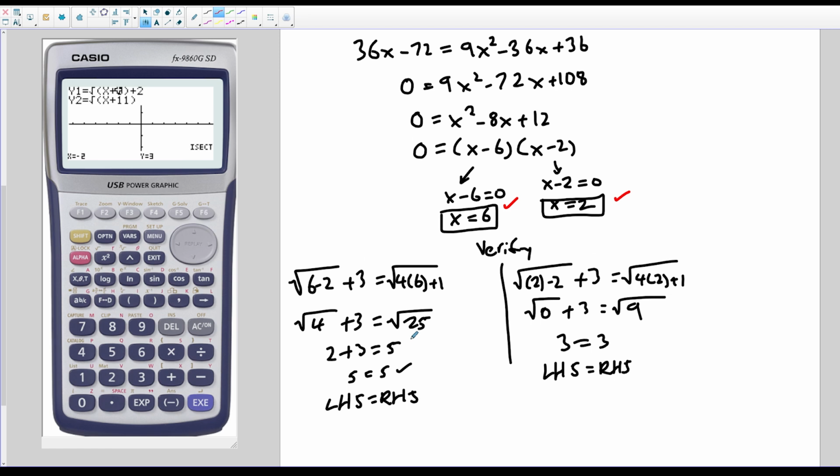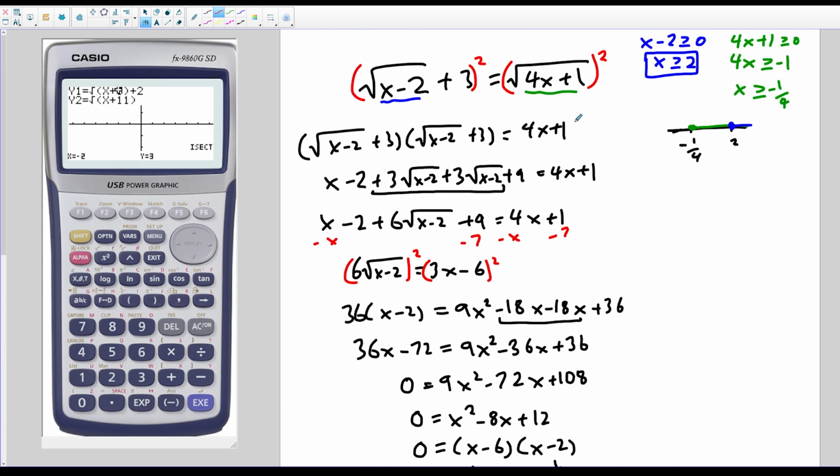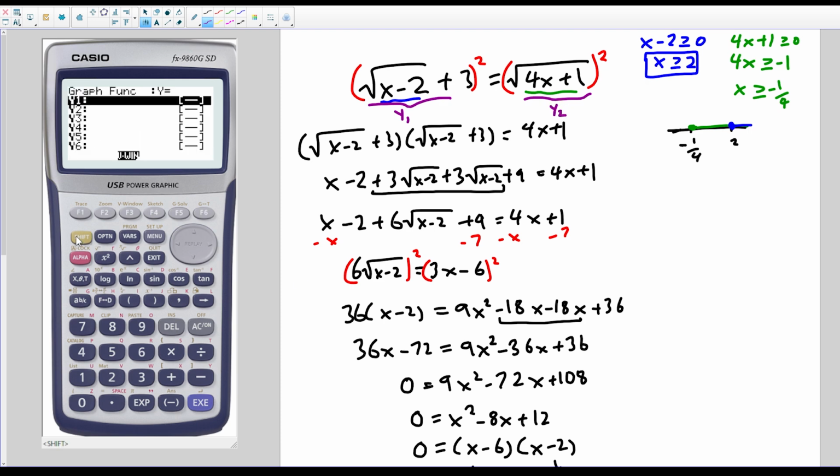Now let's go back to our bonus method of verifying. We've done it algebraically. Now let's try it graphically. So we're going to put the left-hand side into y1 and the right-hand side into y2. In our graphing calculator, let's put the square root of x minus 2, and then plus 3. And then we have the square root of 4x plus 1. Let's go ahead and graph this.